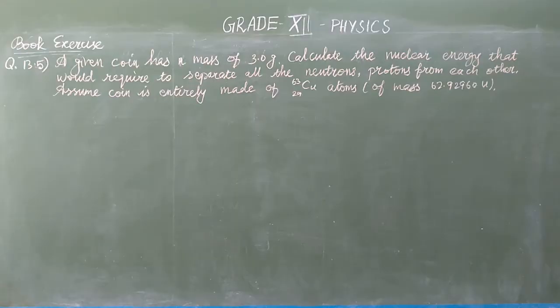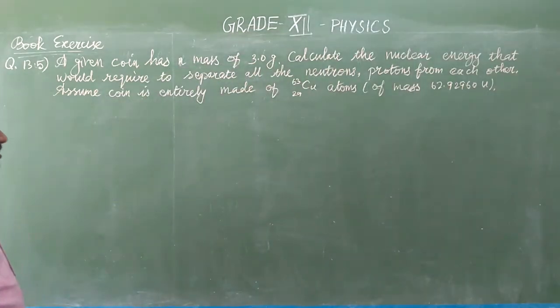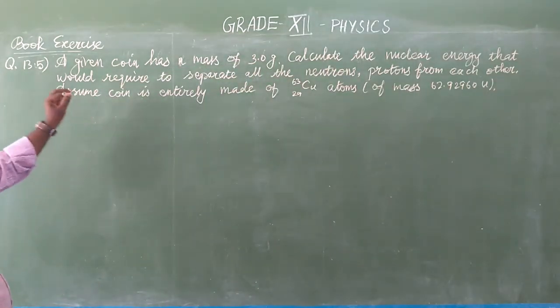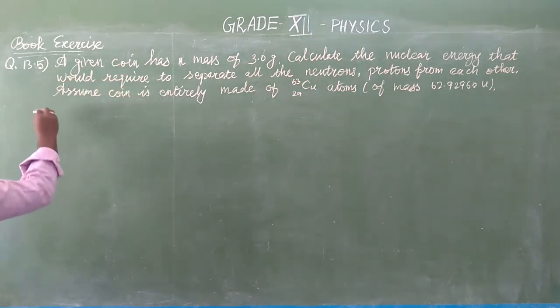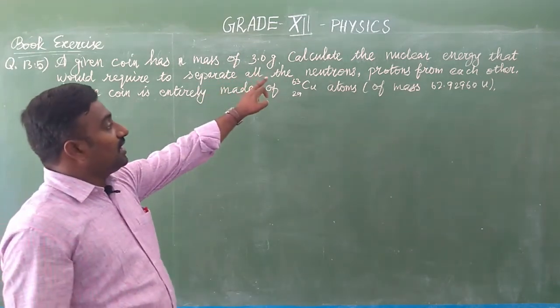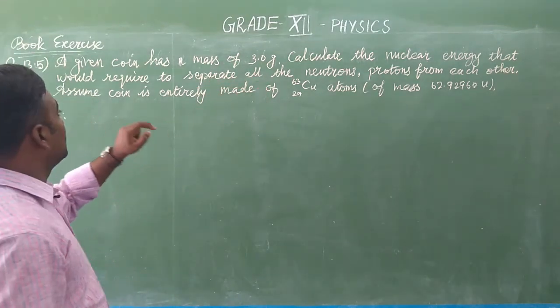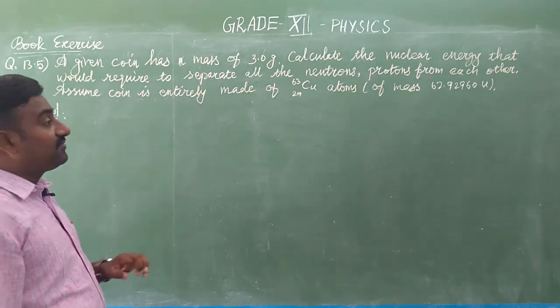Okay. So coming to the fifth question from our book exercise. Look at the question. A given coin has a mass of 3 gram. Calculate the nuclear energy that would be required to separate all the neutrons and the protons from each other.